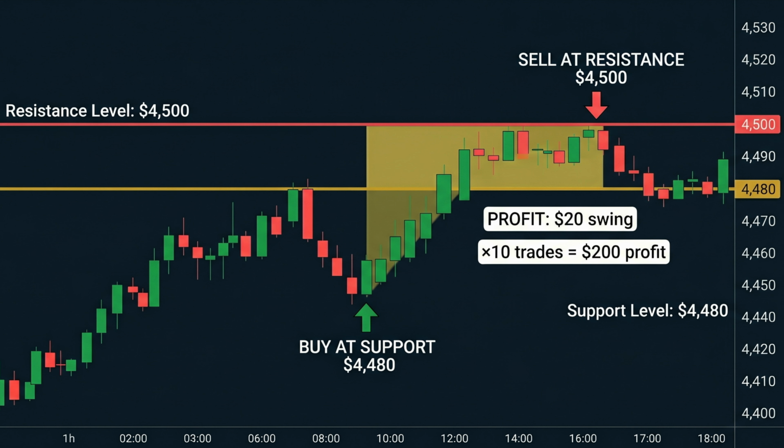In an uptrend, price makes higher highs and higher lows. Support is the higher lows. Resistance is the higher highs. Professional traders see an uptrend and think, where's the support? They buy at support, targeting the resistance. Price bounces from support to resistance, they profit. It's a repeating pattern.